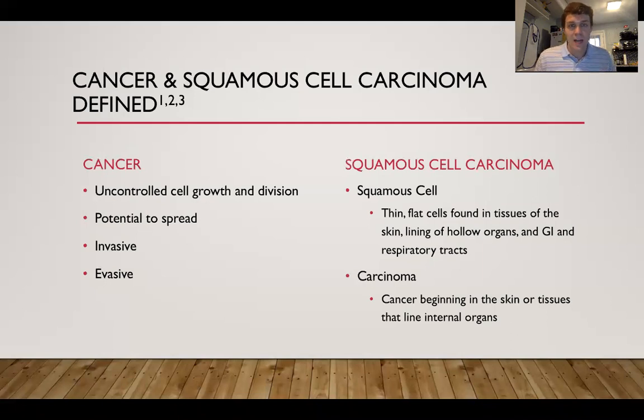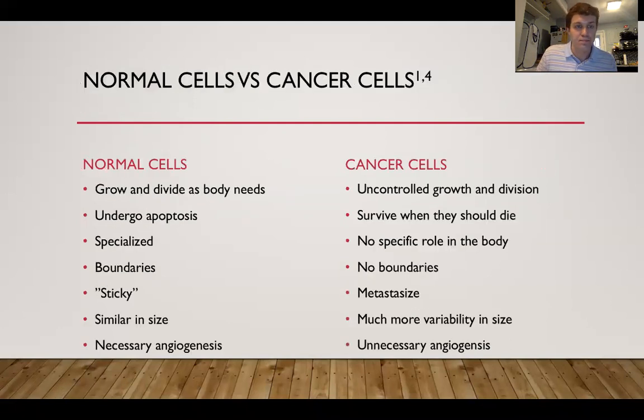The specific type of cancer that my case study patient was diagnosed with, and we'll get to that more later, is squamous cell carcinoma. Squamous cells are the thin, flat cells found in the tissues of our skin and the lining of our hollow organs like the stomach, gastrointestinal tract, intestines, and respiratory tracts. A carcinoma is a cancer that begins in the skin or tissues lining our internal organs. So when you combine the two, you get squamous cell carcinoma.